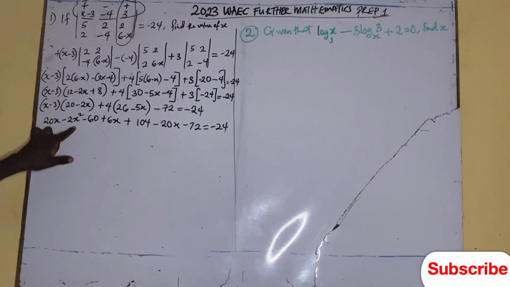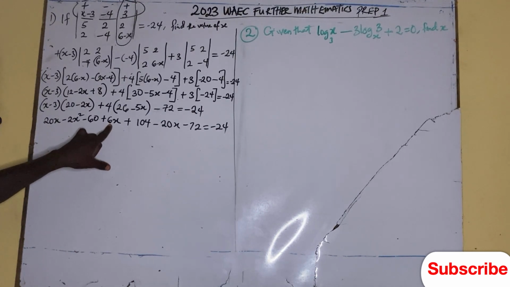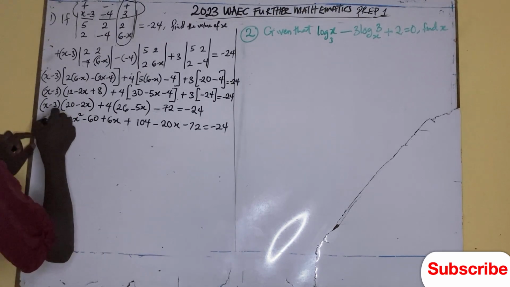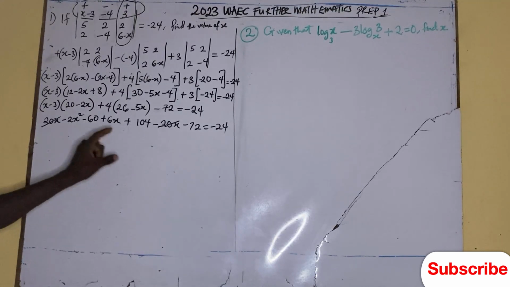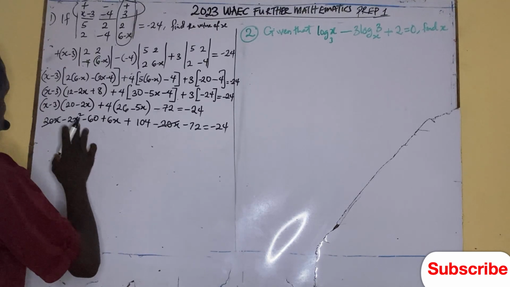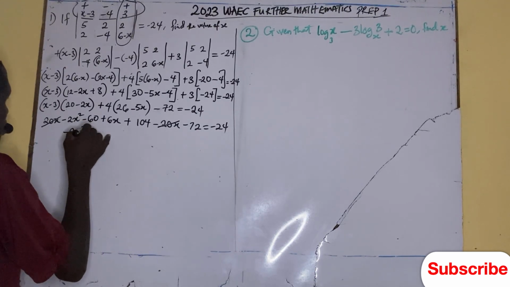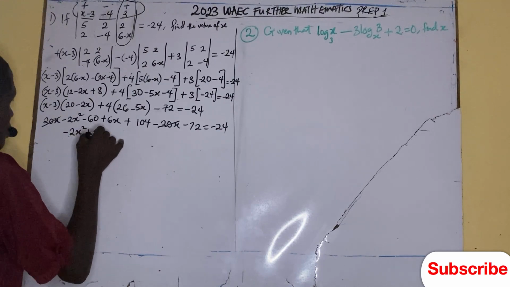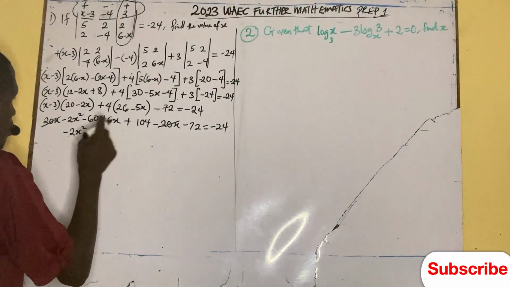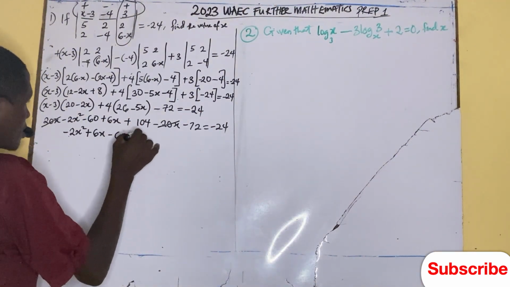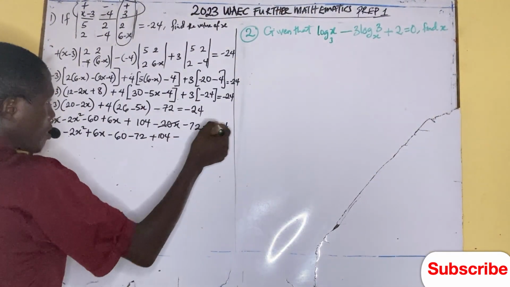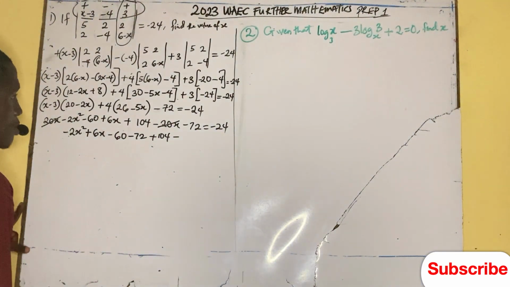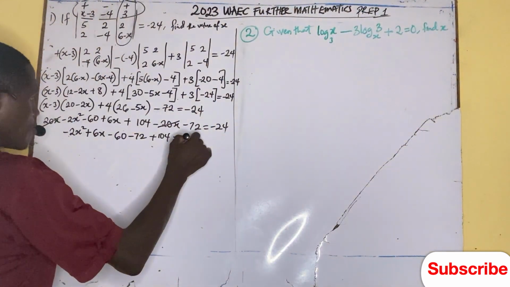So we can now rearrange this such a way that we have 20x plus 6x minus 20x. Okay, 20x cancels 20x here because 20x minus 20x will cancel out. We can rearrange this to be minus 2x squared plus 6x, minus 60 minus 72 plus 104 equals to, or you can even bring this one in so as to make things easy. Or leave it like that, minus 24 for now.